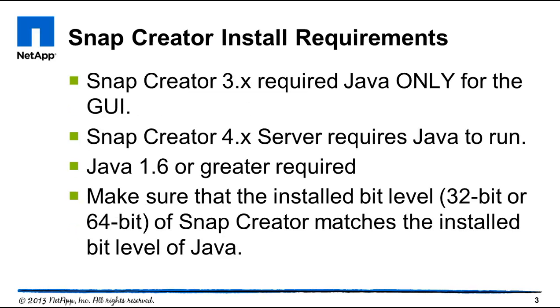As to the install requirements, Snap Creator 3 required Java only for the GUI to operate, whereas in Snap Creator 4, in order to run the Snap Creator server, Java is required. Java 1.6 or greater is still required, and you should make sure that the installed bit level of Snap Creator matches the installed bit level of Java. This is important to note because we've noticed that installations of Windows tend to default to the 32-bit version of Java even if it's a 64-bit operating system. So make sure that Java and Snap Creator have the same bit level installed.